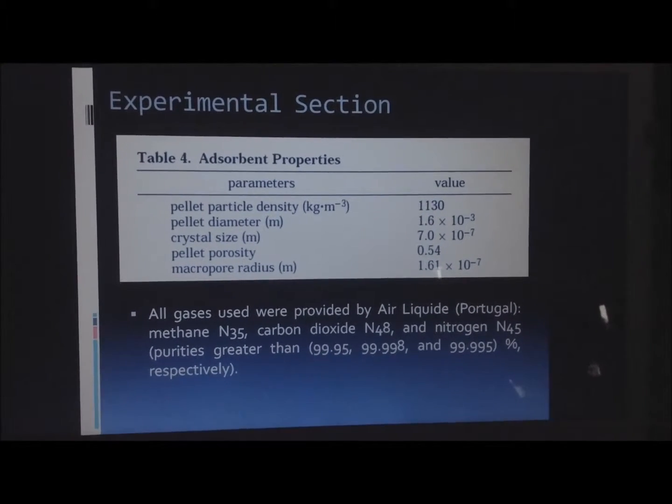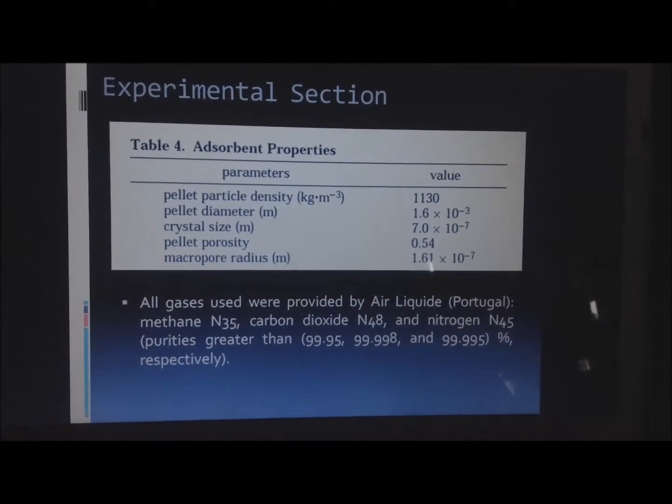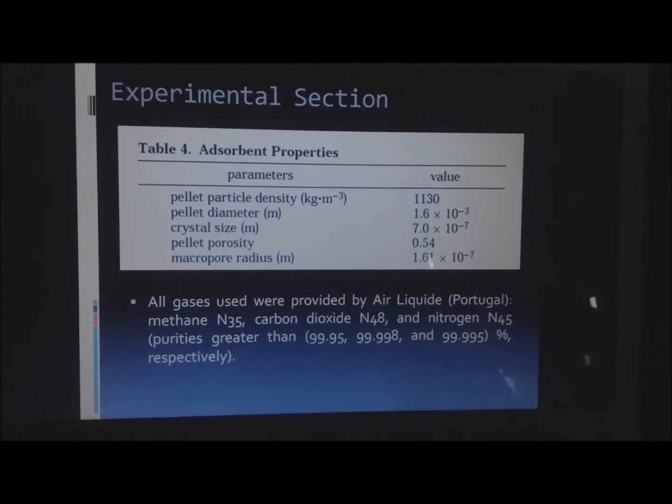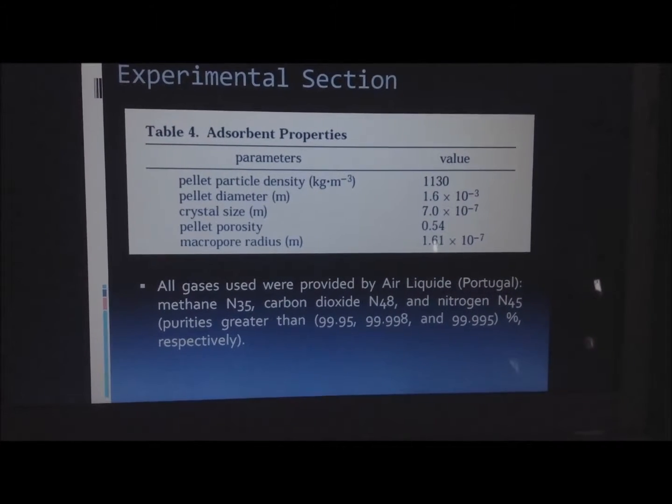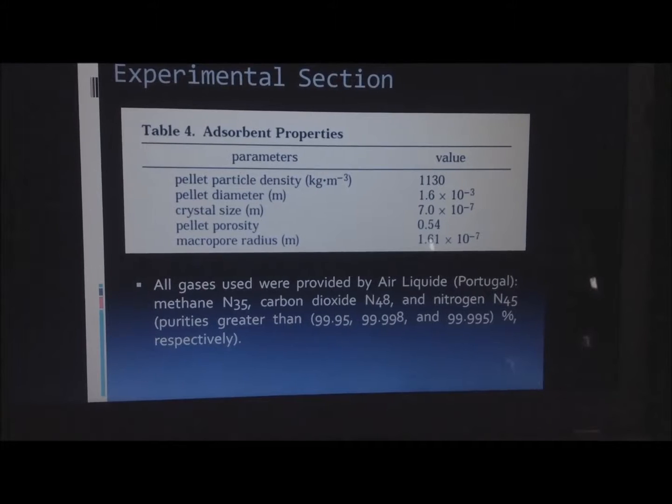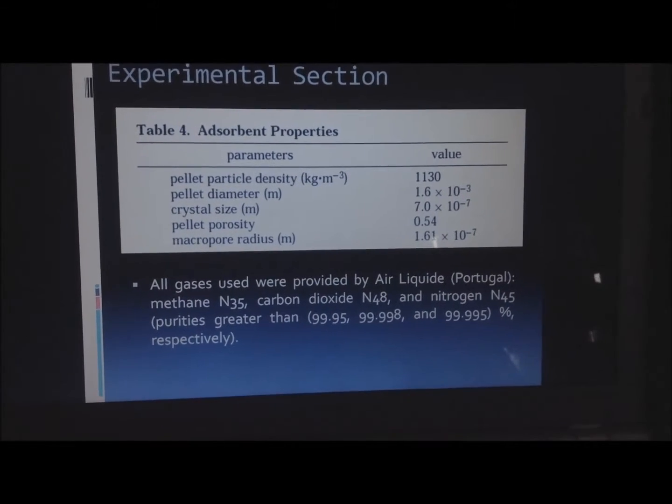All gases used were provided by Air Liquide Portugal: methane N35, carbon dioxide N48, and nitrogen N45. Purities are greater than 99.95, 99.998, and 99.995%.